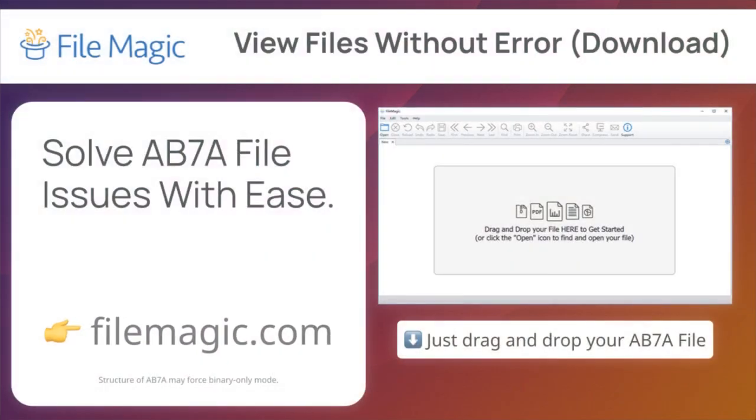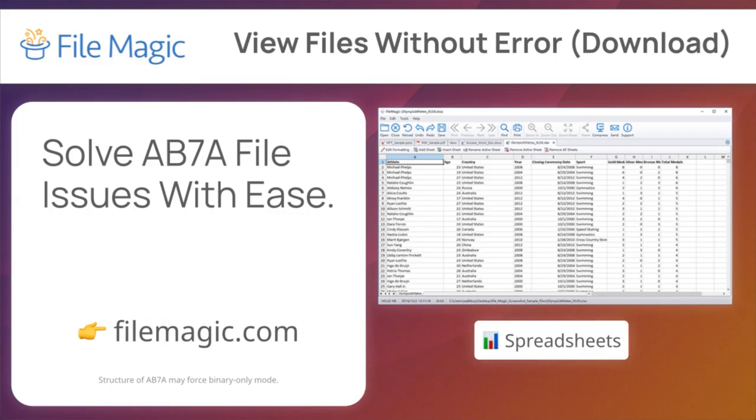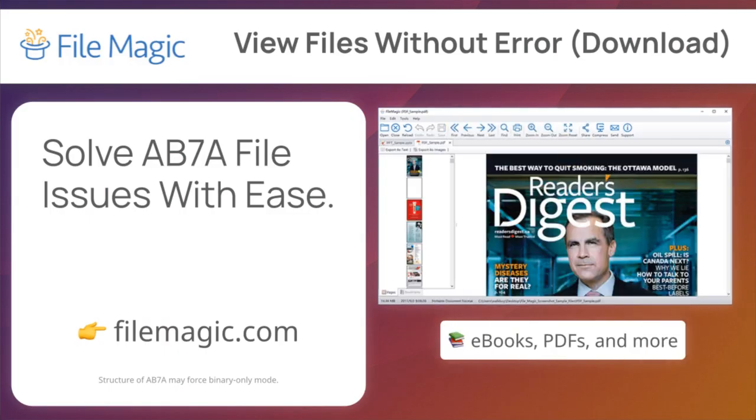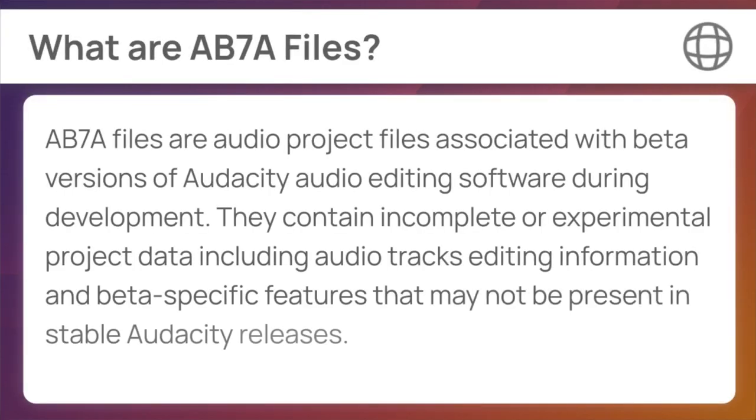We'll start with the common fixes, but keep this in mind. I have a specialized AB7A tool that functions as a deep-level recovery option. That's Plan B. AB7A files are audio project files associated with beta versions of Audacity audio editing software during development.